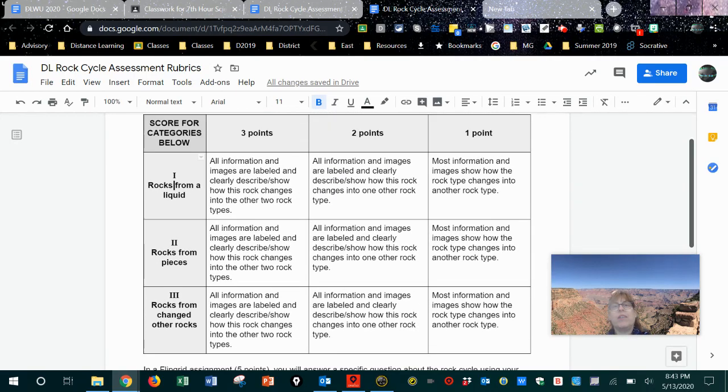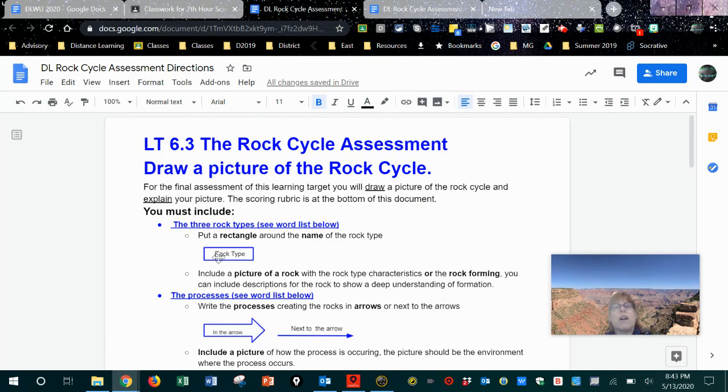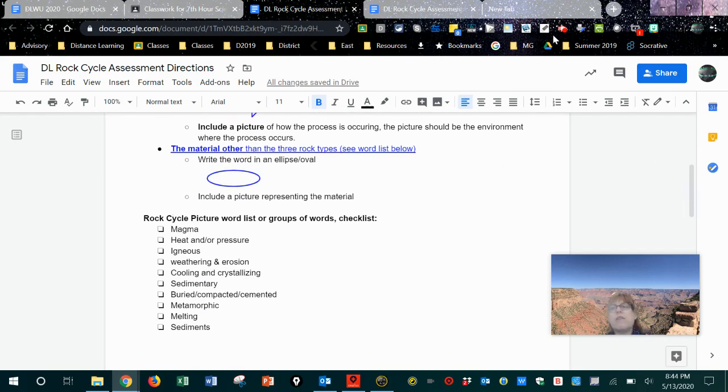I know I'm going to get some questions about, can I do this in Google Draw? And that is just fine. You just need to make sure the rock type is in a rectangle, the processes are next to an arrow or on an arrow, and that you put an ellipse around the other material. So if you're not sure what I'm talking about for that, you might want to go back to the Pathways Go Formative, because that assignment used those. And most of you got 100% on that, so you can look back and see what you did. All right, let me know if you have questions.